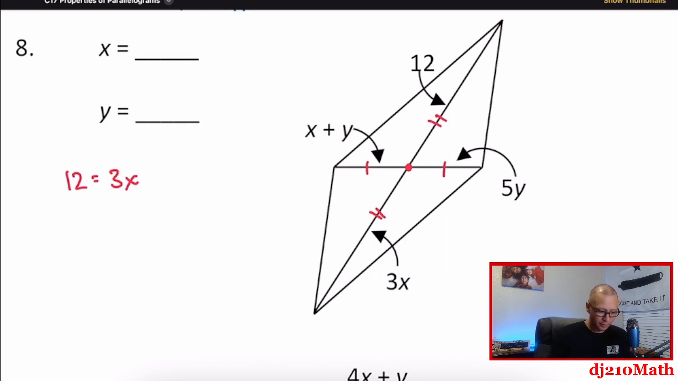Otherwise, if you started the other way, right? Like let's say you didn't want to do that and you wanted to do 5y is equal to x plus y. Okay, well, you have 2 variables. It ain't going to happen, bro. So you need just one variable.